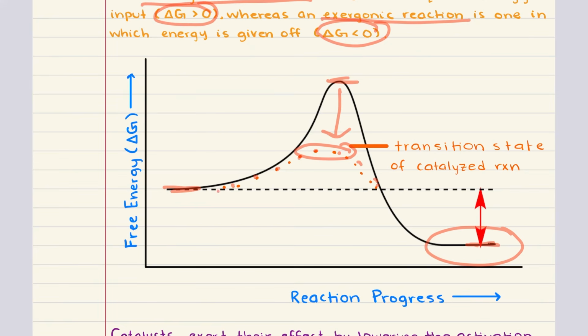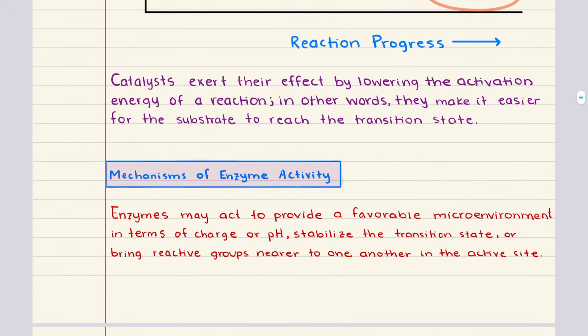Notice that the overall free energy change remains the same. It's still just the difference between the starting point and the end point. Enzymes do not affect the delta G. What they do is make the reaction happen faster by stabilizing the transition state or making it easier to get there. Then the follow-up question to that is, well, how exactly do enzymes do this? What's happening at the molecular level to lower the activation energy? And that brings us to the next objective, the mechanism of enzyme activity.